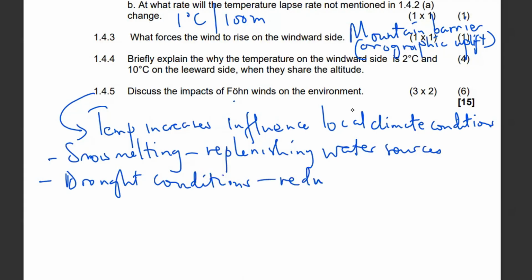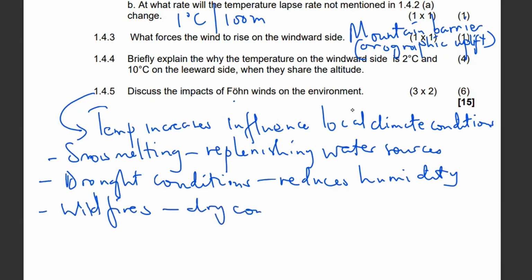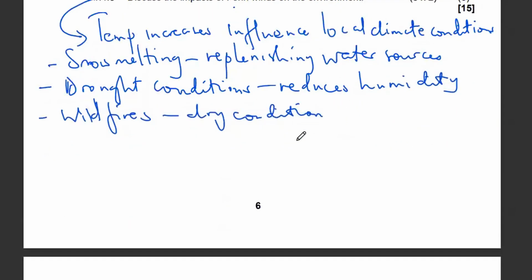Since it reduces humidity, because of the reduction in humidity, the air becomes dry. It facilitates dry conditions in the areas of effect, and also the risk of wildfires. Because of excessively dry conditions, we have a risk of wildfires starting. And the other impact, we can also talk of impacts like ecosystem disruption.